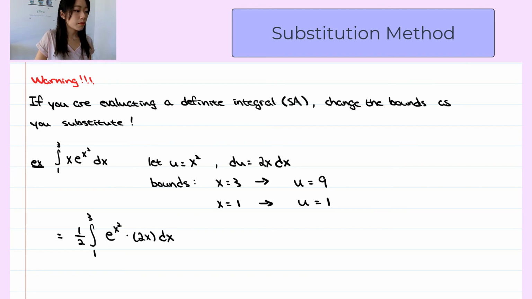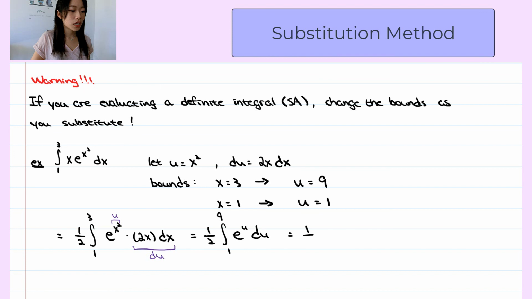Now we can use the u-sub. The x squared is the u, and 2x dx is the du. So this equals half times the integral of e to the power of u du from 1 to 9. The integral of an exponential function equals the exponential function, which equals half times (e to the power of 9 minus e to the power of 1).